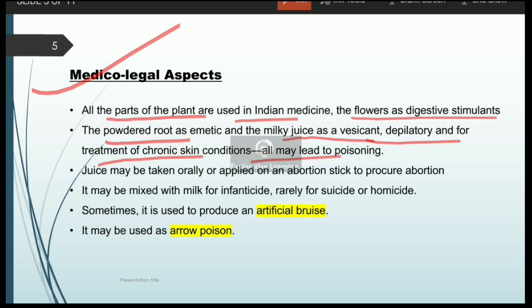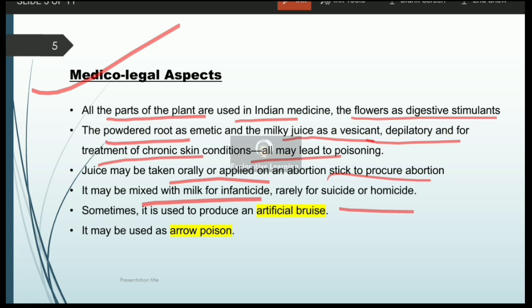Juice can be orally taken. It can be used as an abortifacient by applying it in the abortion stick. We have studied this abortion stick when we were reading about Semecarpus anacardium. It is also used for the same purpose. Then mixing of this milk can be used to cause infanticide, killing of infants, and homicide and suicide as well, though it is not a very common suicidal or homicidal poison. But as the Calotropis plant is quite easy to get, it can be used for causing voluntary death, or for killing of infants as well.